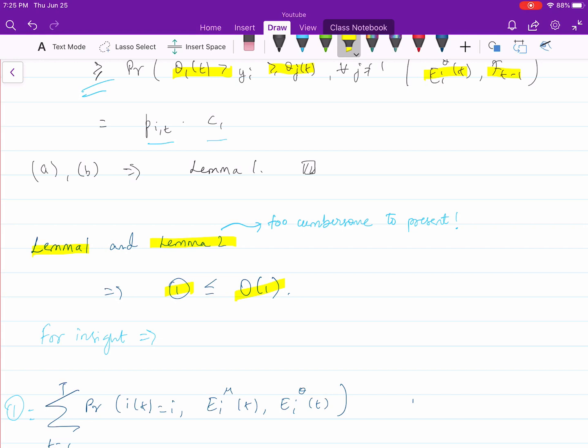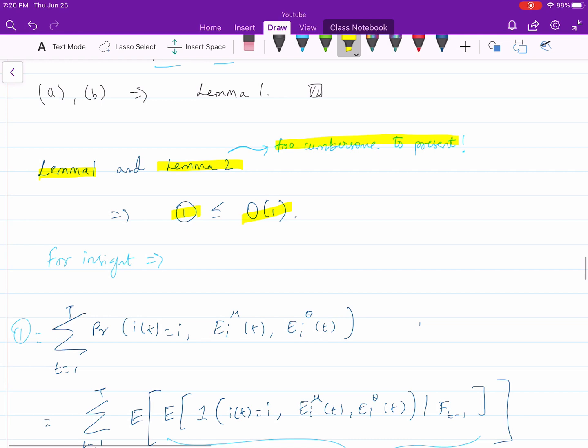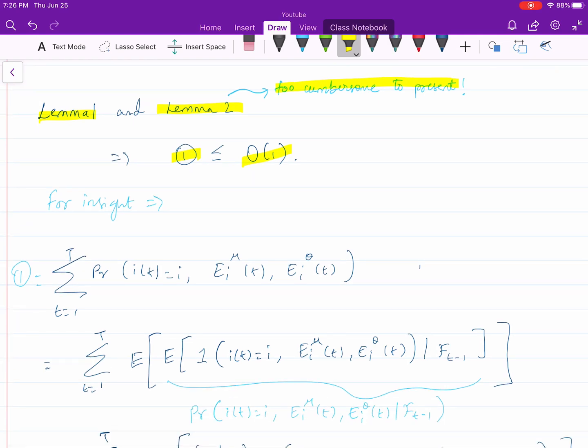As I have written here, lemma 2 is just cumbersome to present in this video. All it does is carefully analyze all the binomial sums and things like that to finally conclude that it is actually bounded by a constant. But I'll give some insight here, like what can happen.